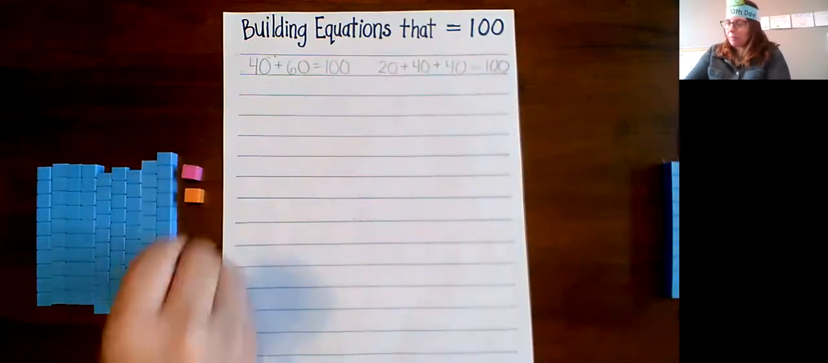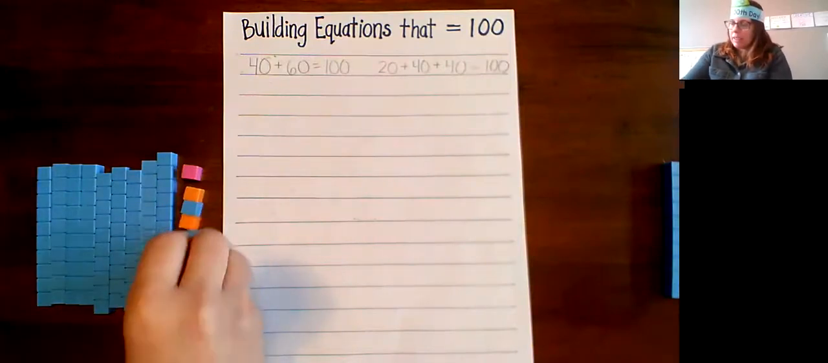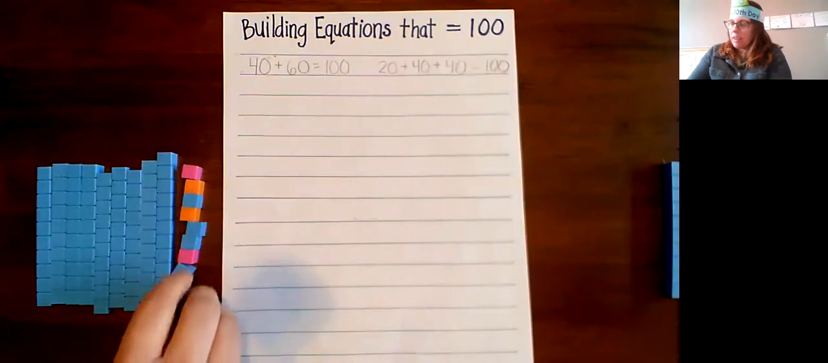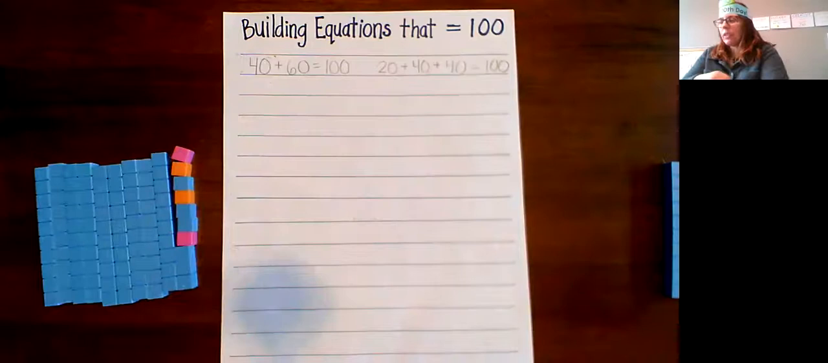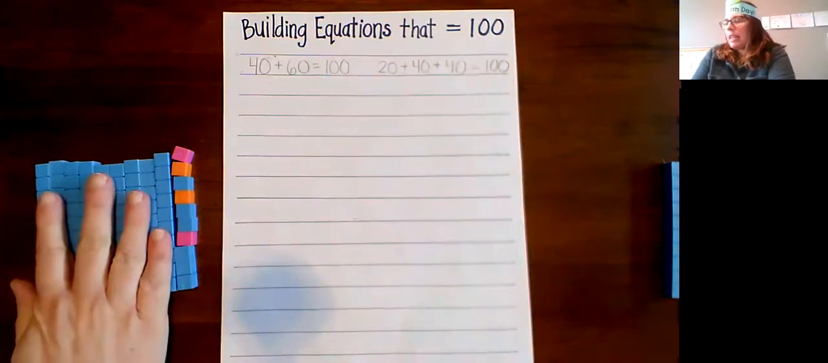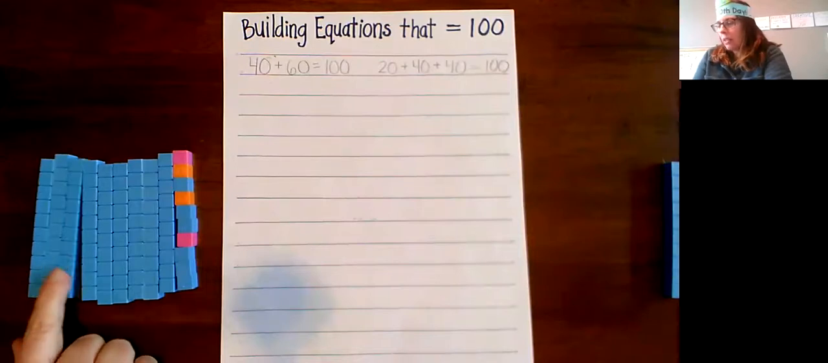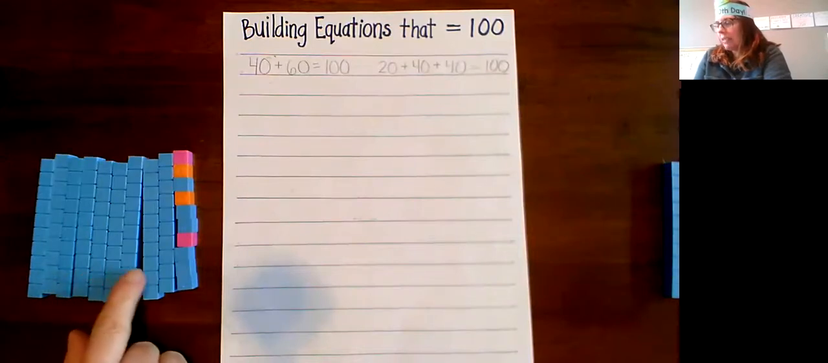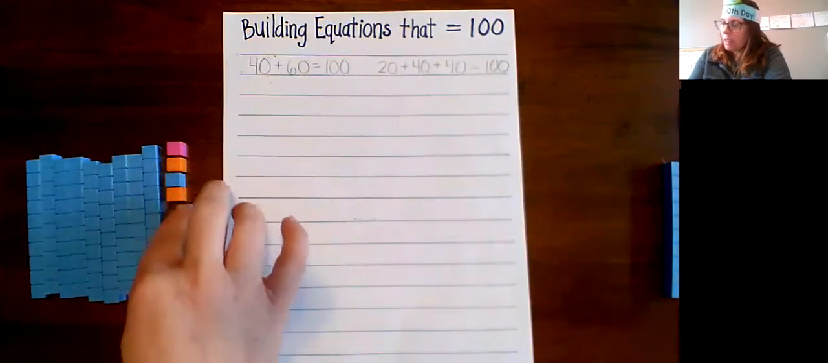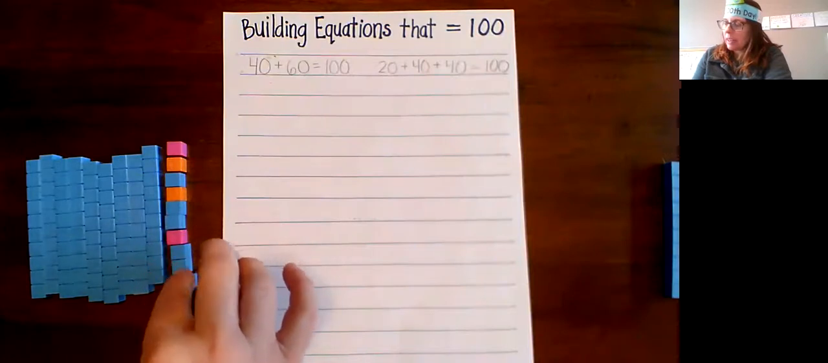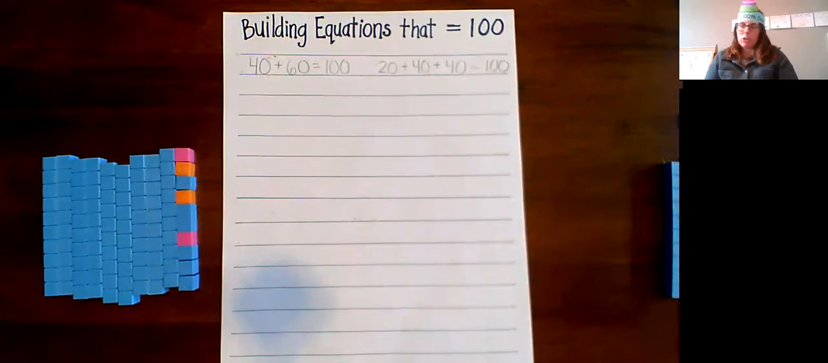1, 2, 3, 4, 5, 6, 7, 8, 9, 10. There we go. So now I have 9 tens and 10 ones, and this still makes 100. Let's just double check. 10, 20, 30, 40, 50, 60, 70, 80, 90, 91, 92, 93, 94, 95, 96, 97, 98, 99, 100. Okay, I have 100. Do you have 100? Why don't you double check yours to make sure?